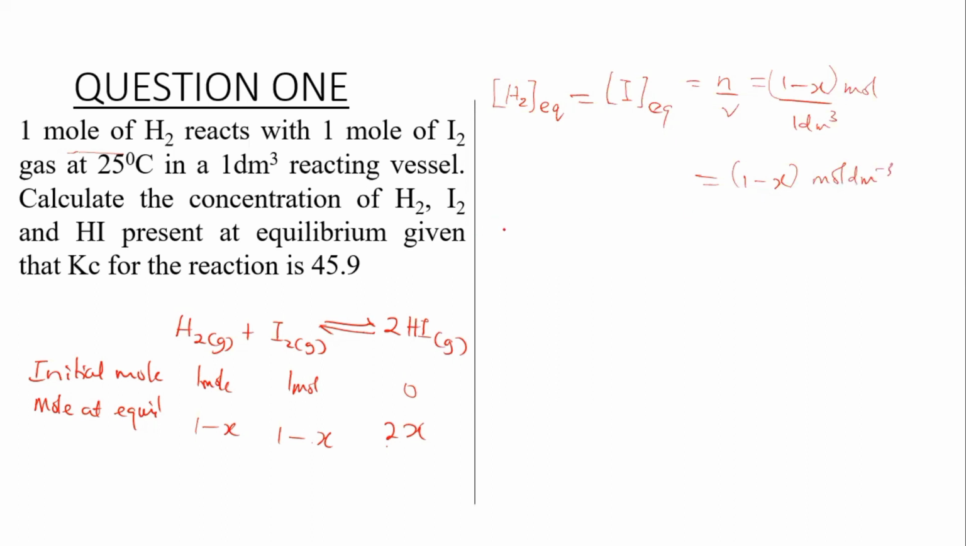So what about the mole of hydrogen iodide? It's going to be 2X over volume, which is 2X over 1 dm cube. So that's going to be 2X mole per dm cube.